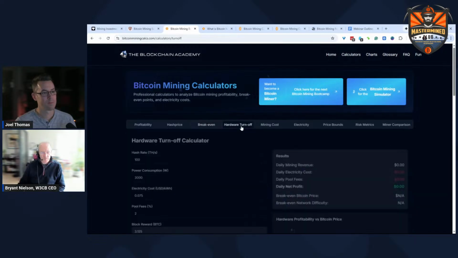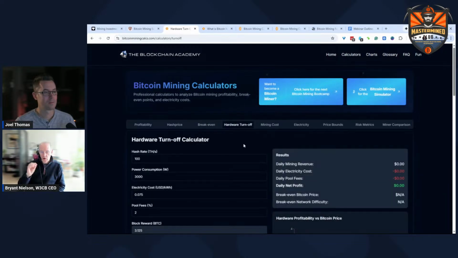The next one, of course, and these are all on the professional calculator side, is: when do you make the decision to turn off your Bitcoin mining machines?